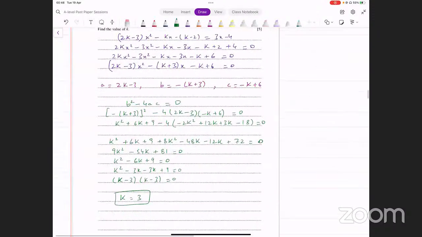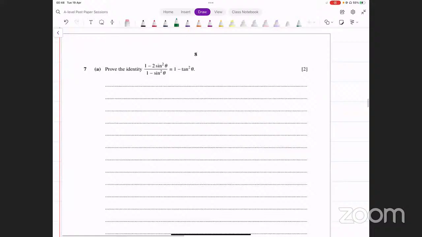Now let's do the last one that we're left with. It's an identity that we've got to prove. (1 minus 2 sine square theta) over (1 minus sine square theta) equals 1 minus tan square theta. अच्छा, हम किस साइड से स्टार्ट करें? लेफ्ट साइड पे fraction है, राइट साइड fraction नहीं है. It's going to be easier to start from the left side.